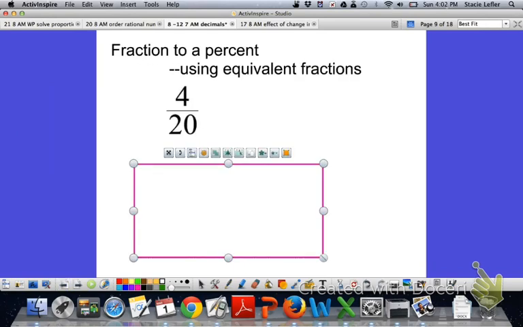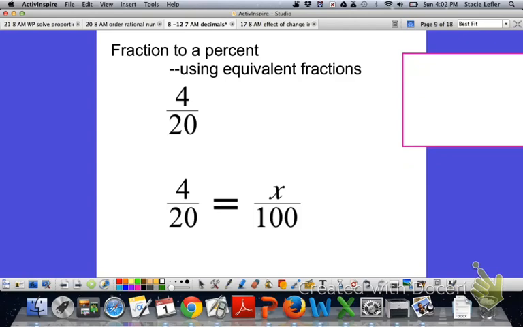Now sometimes there's a different method that you might like to use when renaming a fraction as a percent. It will be if there's ever what's called a compatible number here on the bottom, the denominator. We can use equivalent fractions. So let me show you how that would look. We would write 4 over 20, and we're saying that we want it to be something over 100 because we're changing it into a percent.